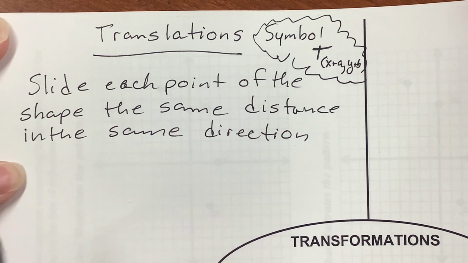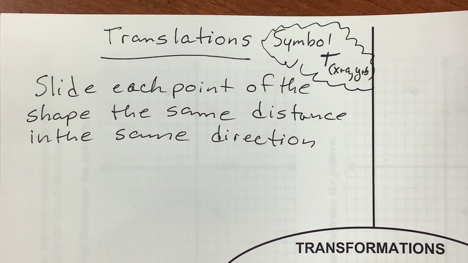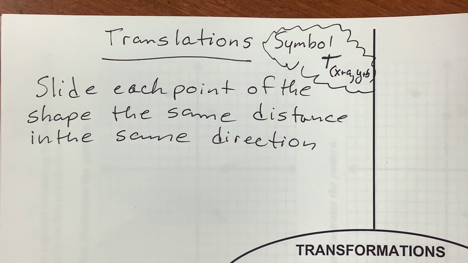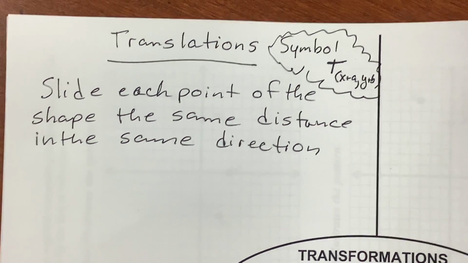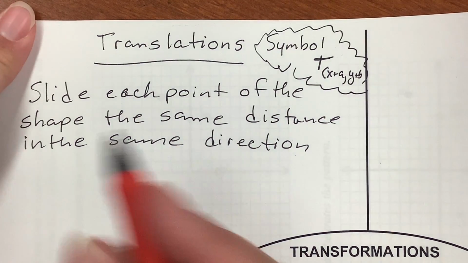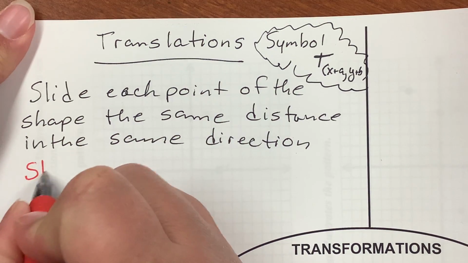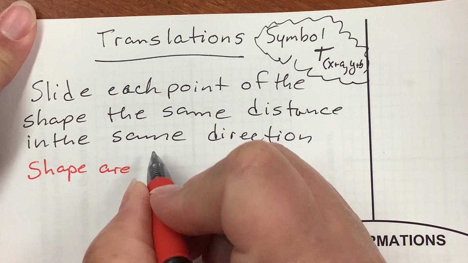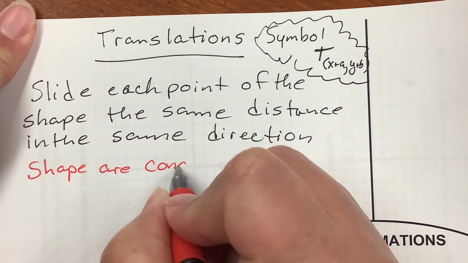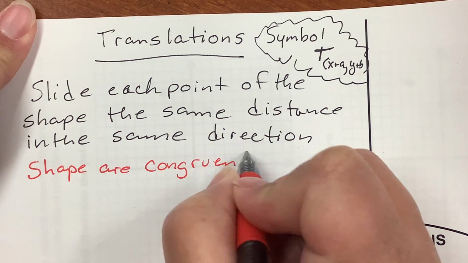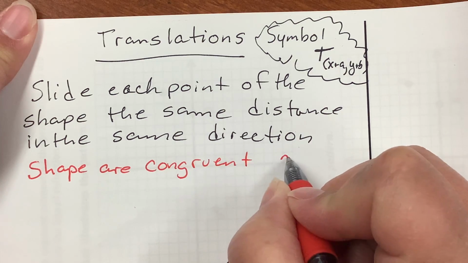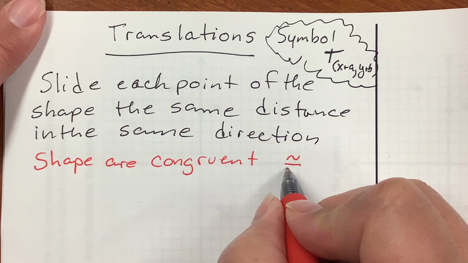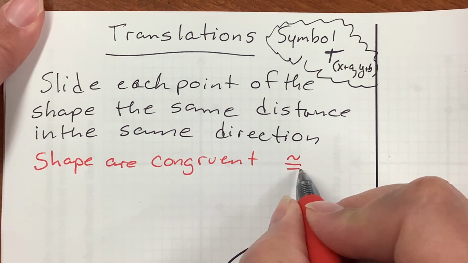All right, so what do I know about the shapes? Well, what happened was the shapes are congruent. I'm going to write that in red because it's really important. Shapes are congruent. And remember the symbol for congruent was like the symbol for similar, which was a tilde with an equal sign. So same shape, equal size.